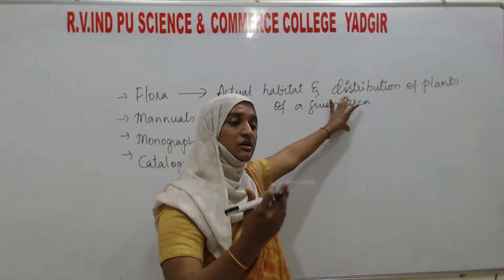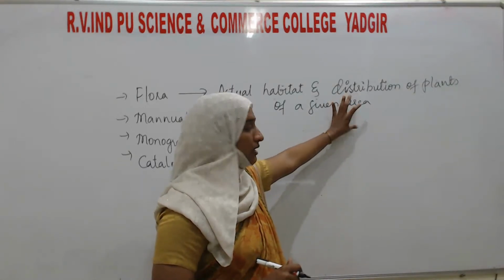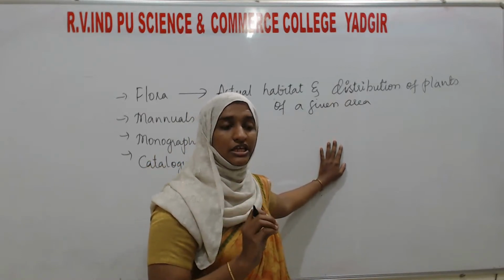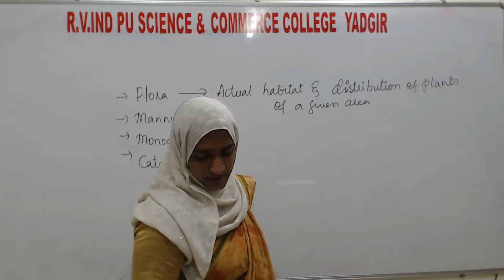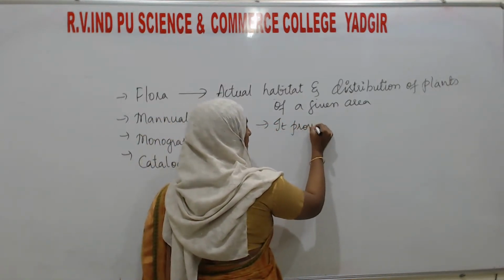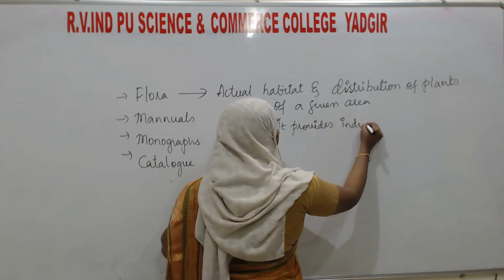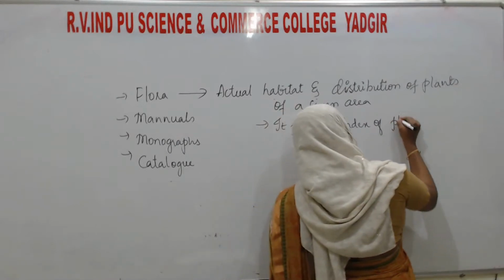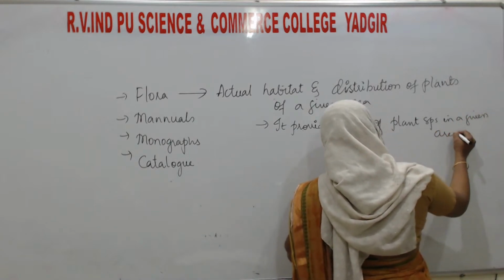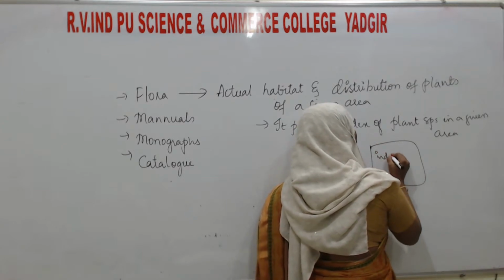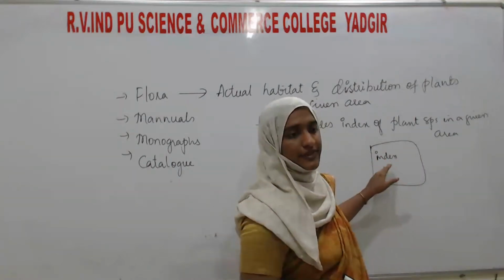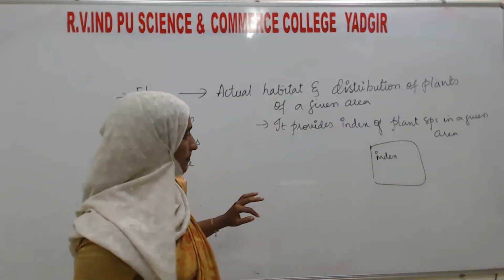In which regions, in which part of the world they had been distributed, that thing of a given area, so that is mentioned in what? In the flora. So this flora will give an index of plant specimen, plant species. It provides the index of plant species in a given area. Index means how many number of plants will be there. In a particular area, how many number of plants will be there, that is also given by the flora.